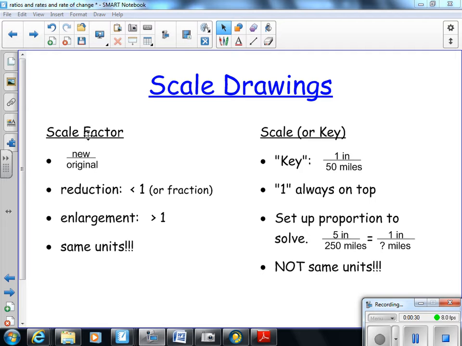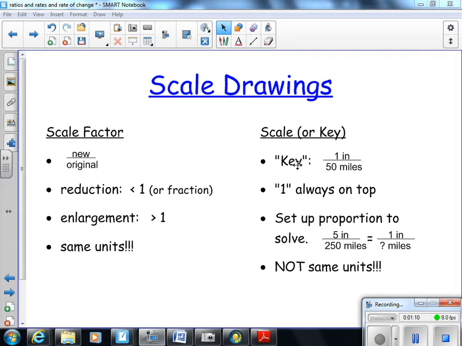Now that is something different than the scale factor. The scale factor is a number that you multiply all the dimensions by to either enlarge or reduce it. Let's review a little bit and compare the two. The scale factor is always found by taking the new distance over the original. If it is a reduction, that number is going to be less than 1, or a fraction. If it's an enlargement, then that number will be greater than 1. And you always want to set it up where you have the same units on top and bottom. That's how you find the scale factor.